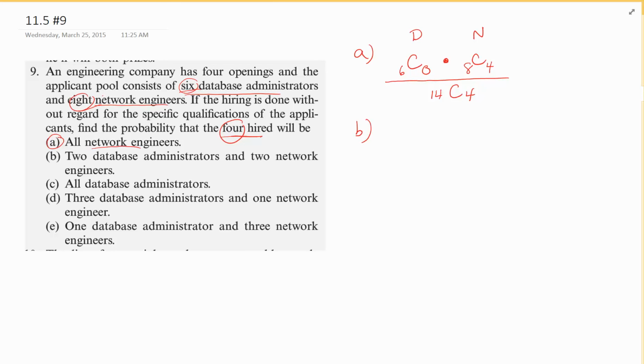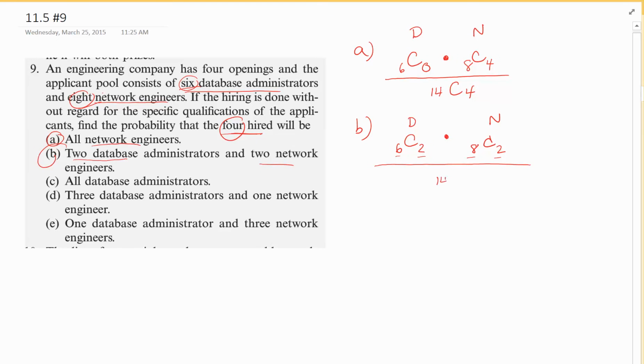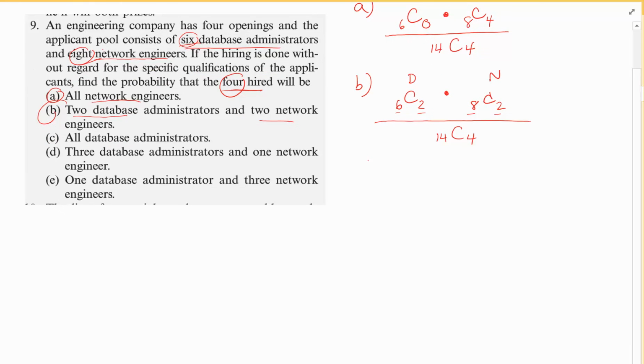For B, 2 database administrators and 2 network engineers. So I set up my combinations for the ways to pick the database people, combinations for the way to pick the network people. So I have 6 to choose from, 8 to choose from. In this situation, I want 2 database, so 2 is my right, and I want 2 network, so 2 is my right. Notice that the left side numbers add up to 14 people and the right side numbers will always add up to 4 people that we're picking. Denominator is 14C4.